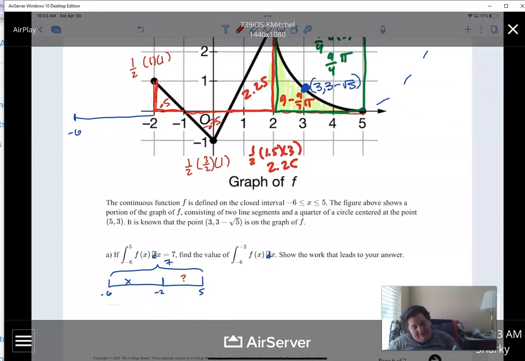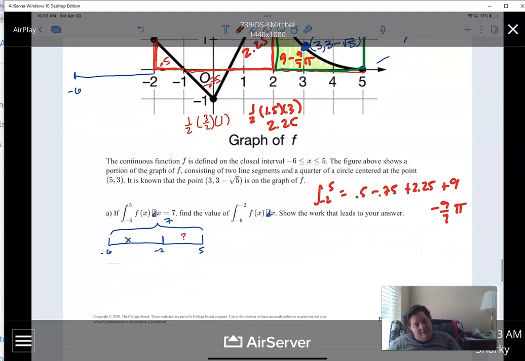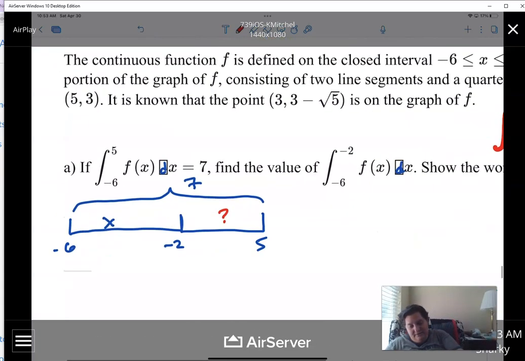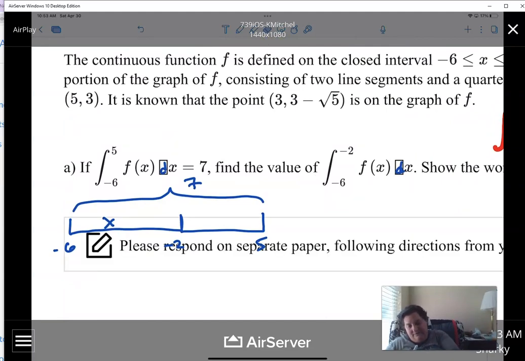So going back over to here, the integral from -2 to 5 is 0.5 minus 0.75 plus 2.25 plus 9 minus 9 over 4 pi. That's -0.25 and plus 2.25, so that's all just 2. 2 plus 9 is 11 minus 9/4 pi. Not done with my answer yet, you guys. That is what this is.